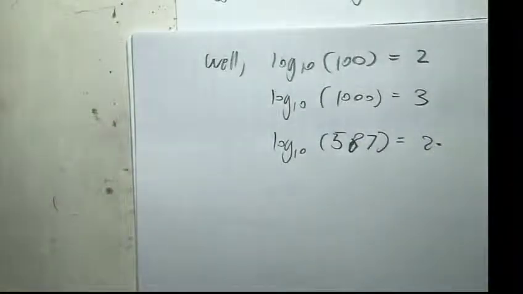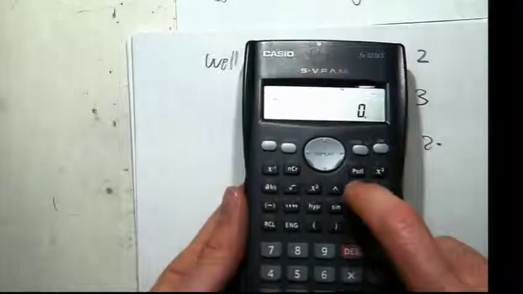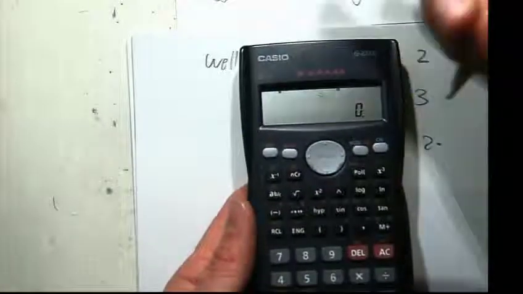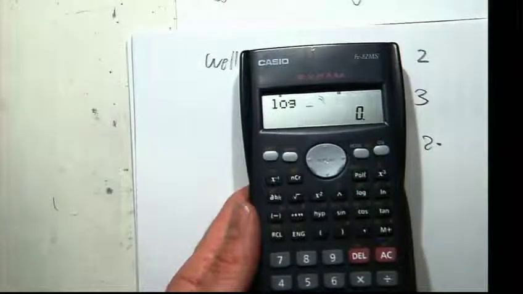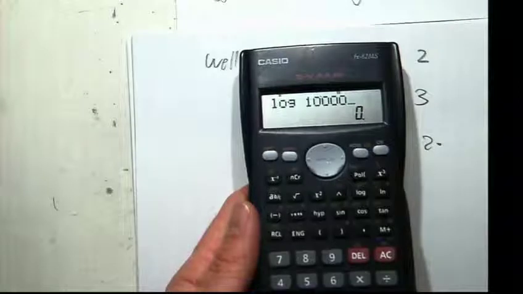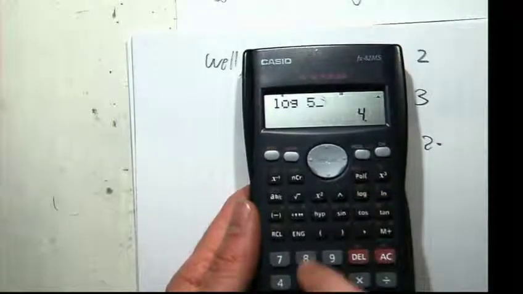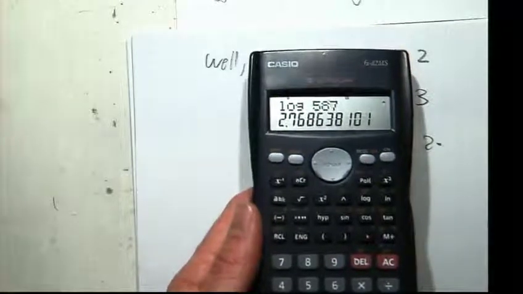My calculator will tell me what it is, because it's got a handy dandy log 10 calculator. This button here that says log, that is log 10. It doesn't mean the log as in what we write as log 317, it's just the straight log 10. So let's just check that it's working. Log 10 of 10,000 is 4. Log 10 of 587 is 2.7686, and so on.